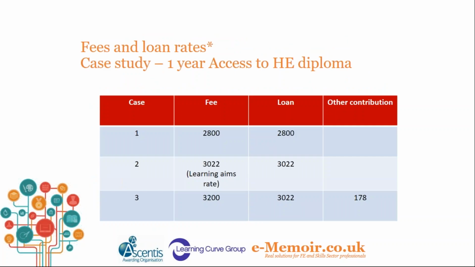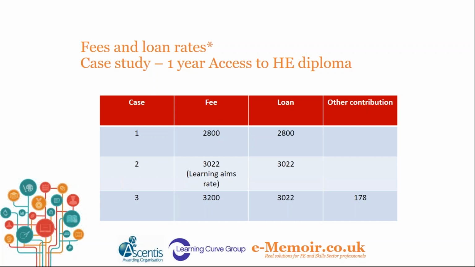So, for example, let's just assume that we're using an Essensys Access to HE Diploma. It's weighted at A, so in the learning aims rate in the hub, it's £3,022. It's a one-year program. I would suggest that case study two is where most of you as providers are, because you would tend to set the fee at that rate. The learner knows what the fee is, and that's inclusive of the cost of assessment. And therefore, they would apply for a loan for £3,022, as long as that Access to HE course was eligible. And then that £3,022 would be spread over the number of months in equal payments to you from the Student Loans Company, depending on retention.